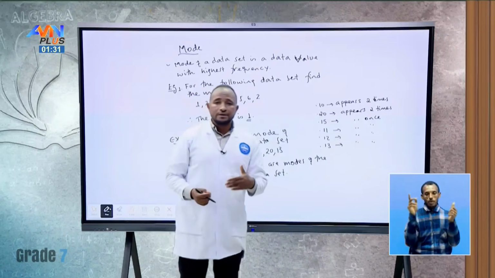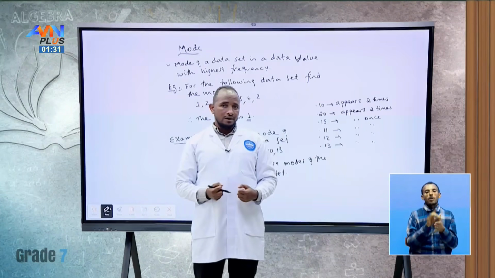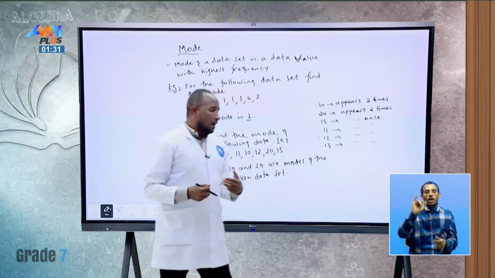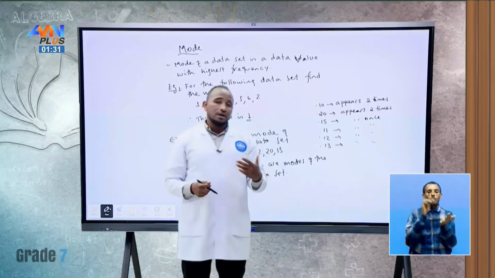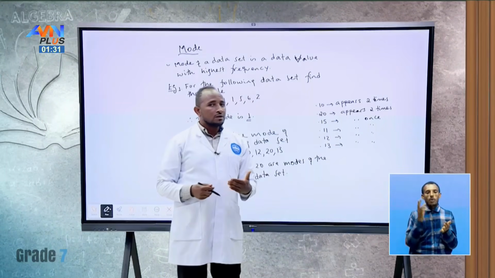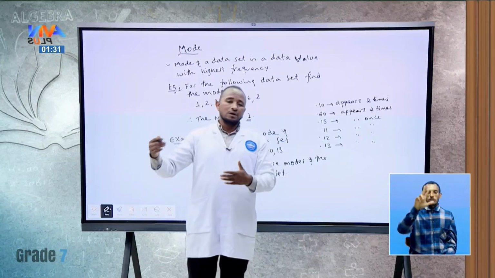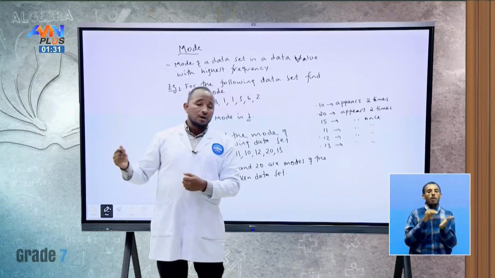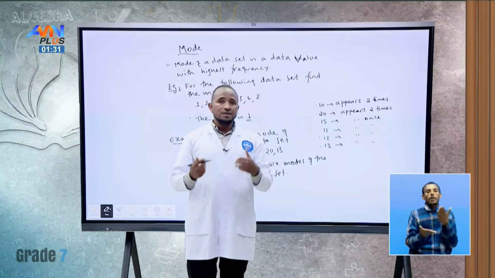A given data set may have one mode, as in example 1. In that case, we say that the data is unimodal. A data set may have two modes, as you can see here. In that case, we'll say it's bimodal. If it has three modes, trimodal, and so on. And a data set may not have a mode at all. Let's see this through an example.